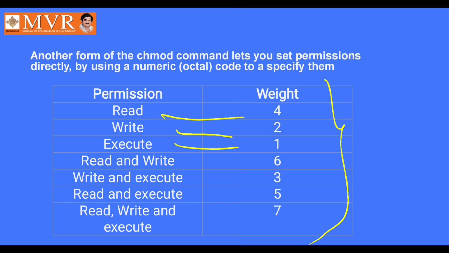And the combinations you can also find. So how to find the combination? The combination of read and write is 4 plus 2, it is 6. Again, what is the sum of write and execute? 2 plus 1, it is 3. Similarly, read and execute means 4 plus 1, that is 5. Similarly, all these 3: 4 plus 2 plus 1 is nothing but 7. So whenever anyone asks you to give read and write, you need to use 6. And whenever somebody asks you to only give write permission, that means you need to use only number 2. So these are the numbers you need to remember.